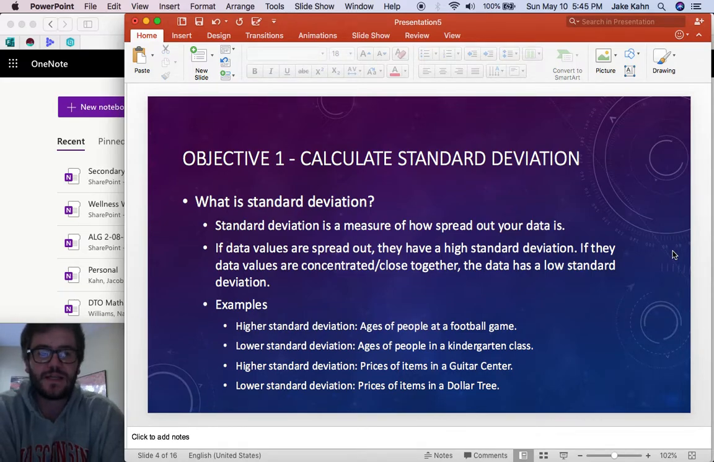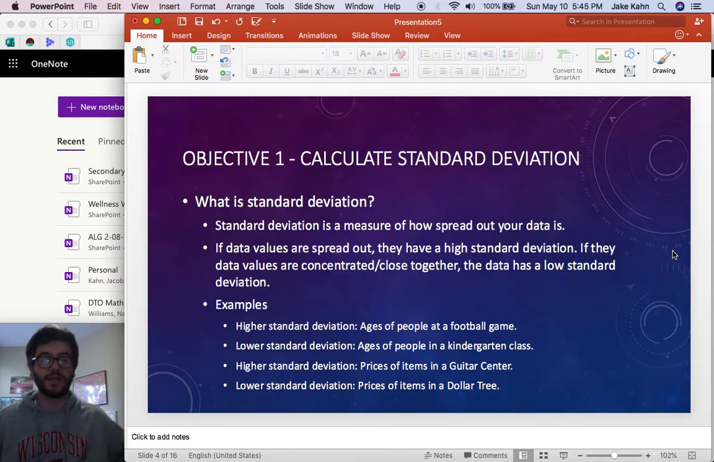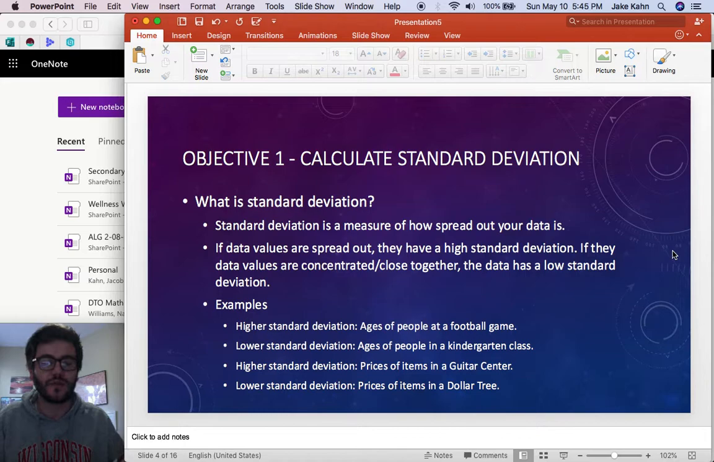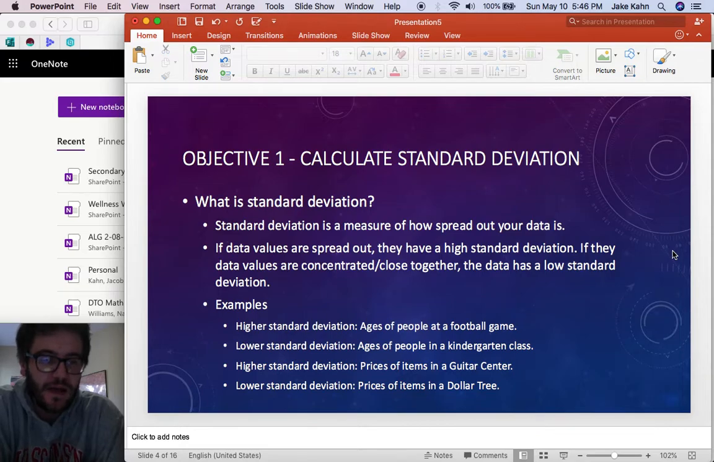So if it is really spread out, you have really low values and you have really high values, then your data set, your collection of data, would be said to have a high standard deviation. Now, if all of your values are concentrated about the mean, about the average, if they're all really, really tightly packed close together, that is a situation where you would have a low standard deviation because it's not spread out. So again, standard deviation is a measure of how spread out your data is. It has a numerical value, and we're going to be calculating that numerical value as our first objective for today.